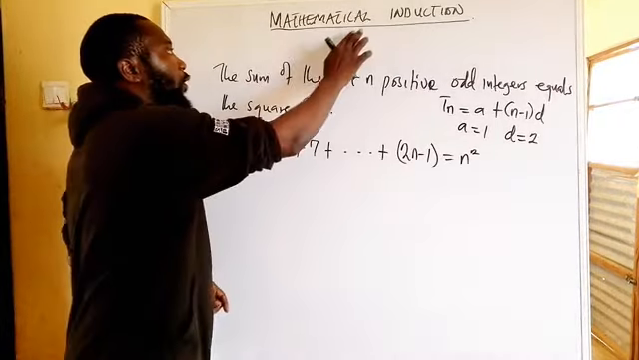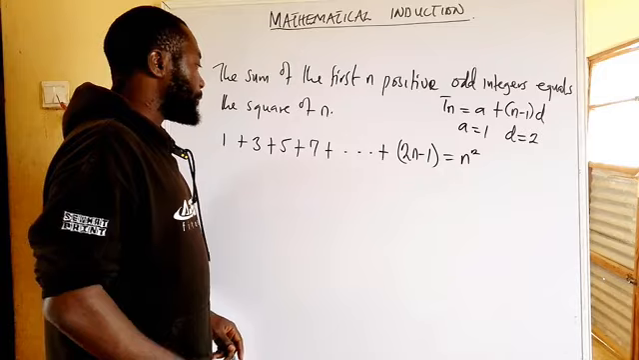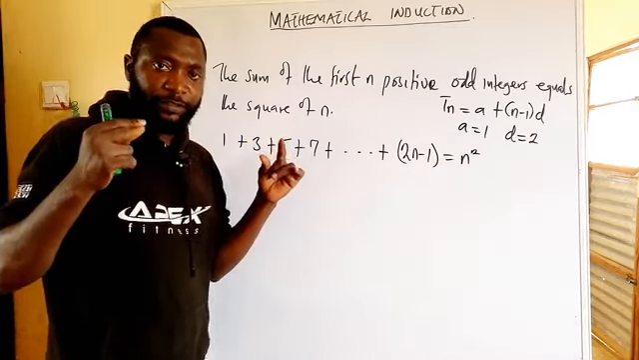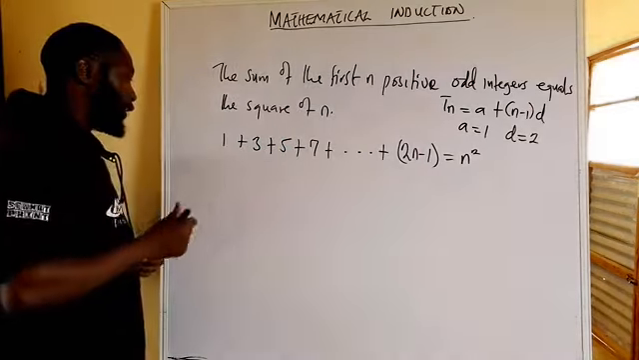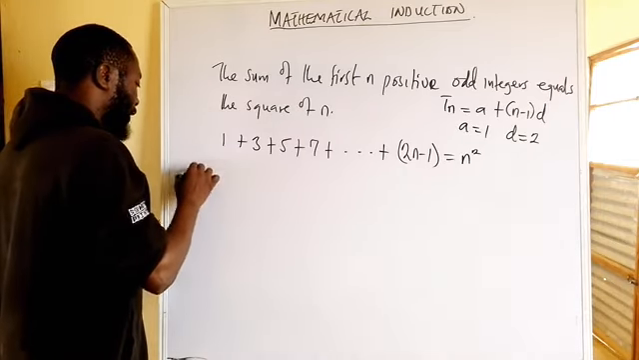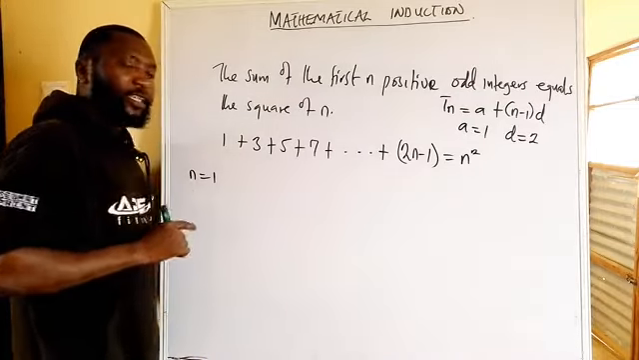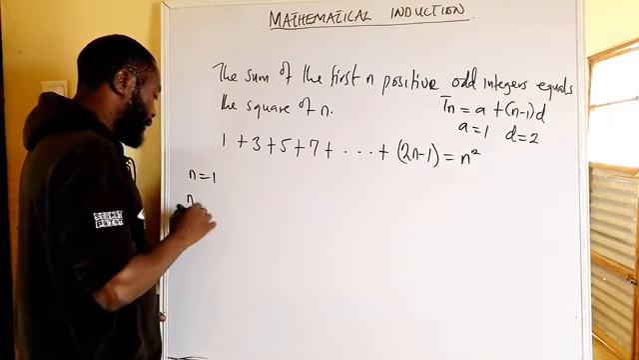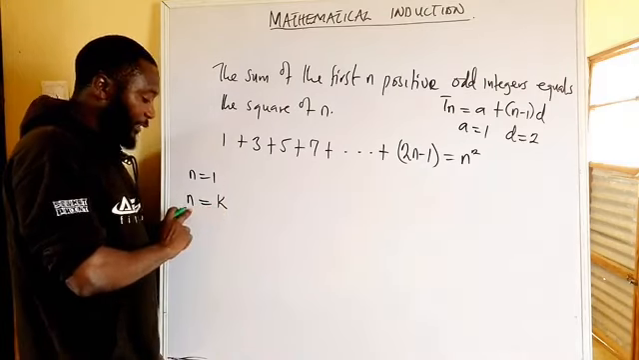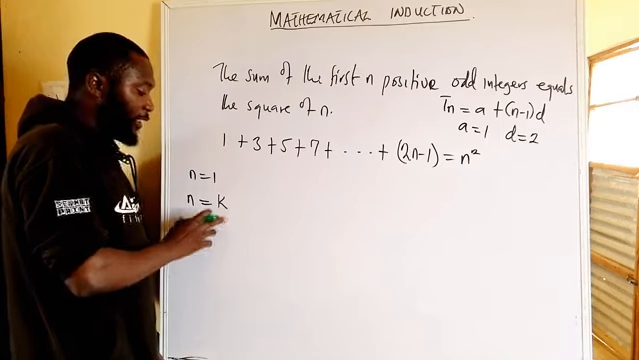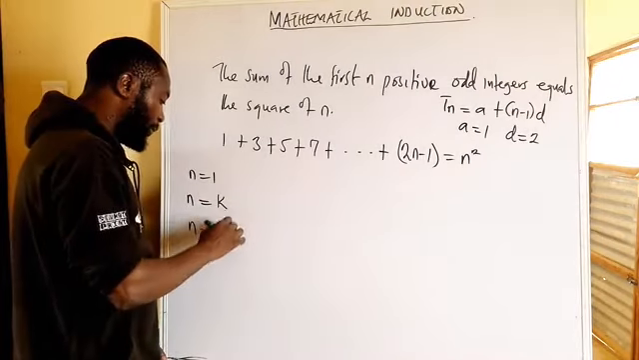Now, to employ the method of mathematical induction, we have 2 steps. Please pay attention. We have 2 steps. The first step, you test for when n equals 1. Then step 2, you assume that n equals k. You assume that n equals k. Then use this assumption to prove that n equals k plus 1 is true.